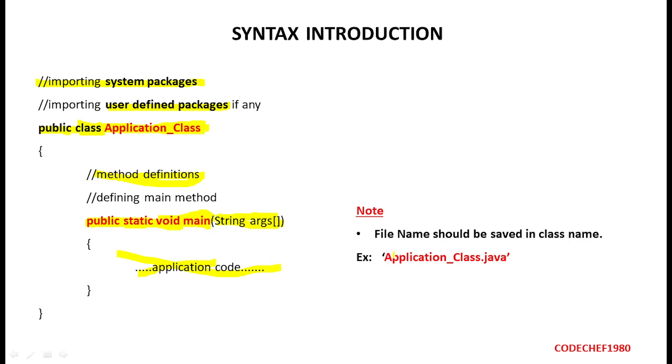And finally, I want to tell you a very important thing: the file name should be saved with the class name. The class name we have here is the application class. The class that has the main method, in that name please save your file. So ApplicationClass.java. The .java extension should be used, with the application class name given first, and afterwards the extension .java to store your code.